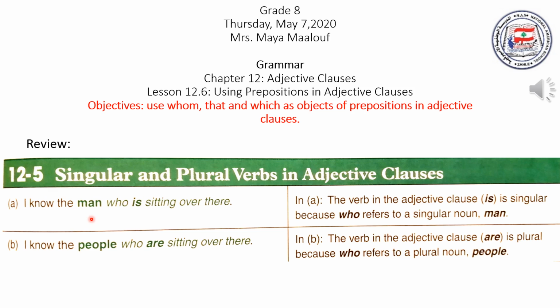I know the people who are sitting over there. Again, in B, who are sitting over there is an adjective clause that describes the people. Why is the verb in the adjective clause plural? The verb in the adjective clause, which is are, is plural because who refers to a plural noun, people.